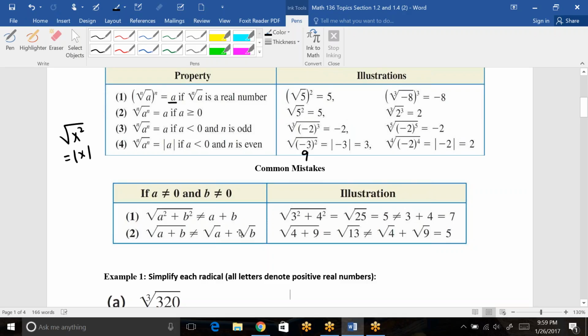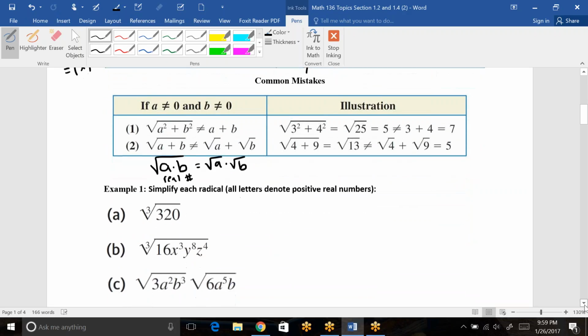You also can't even split this into two separate square roots. What is true, there is one property we do have that says if you have a square root of a times b and they're both real numbers, so they're not imaginary or anything else weird, then you can split it into square root of a times square root of b. So that property is true, but not for addition.